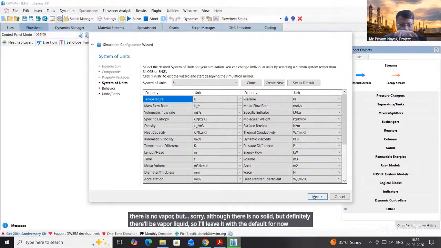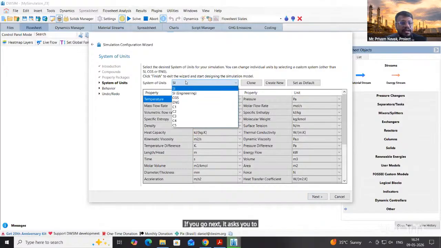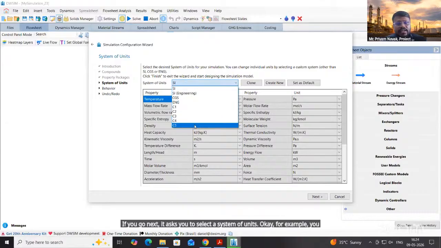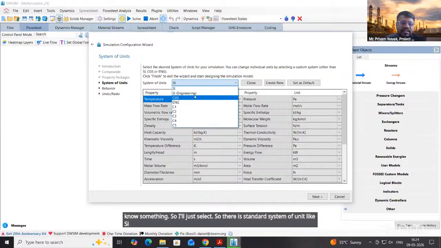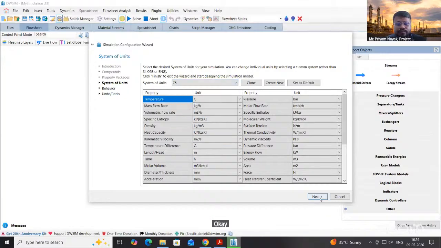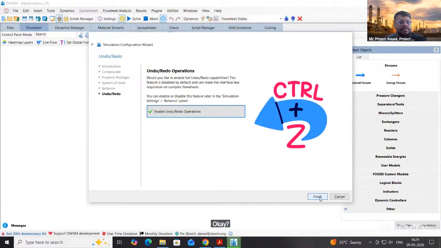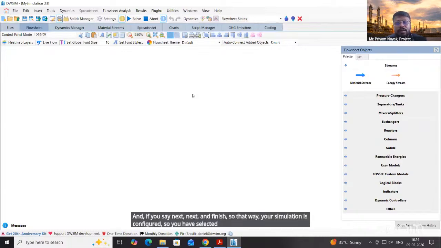Then if you go next, it asks you to select a system of units. There are standard systems of units like SI, CGS, and English, and then C1 to C5, which are custom systems of units that are available. If you say next, next, and finish, your simulation is configured. So you have selected your components, you have selected your thermodynamics, and now you are ready to simulate your process. That's how you configure your system.